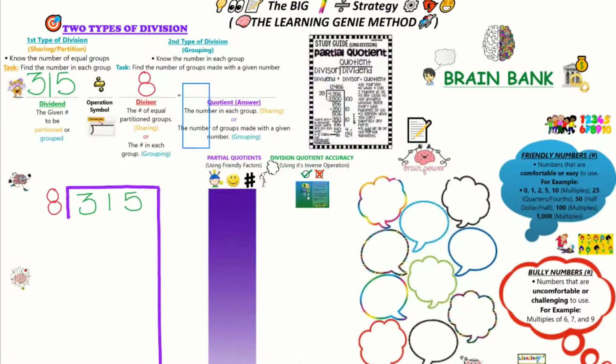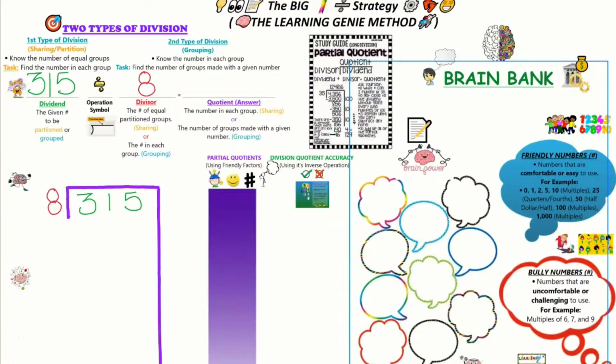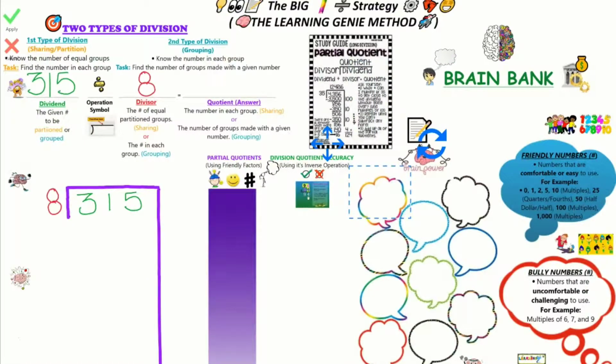The quotient is the answer in a division equation. It represents the number in each group in a sharing problem, or the number of groups made with a given number in a grouping problem. Now, all good scholars use a brain bank when they are computing procedures related to math. This is our brain bank that we will use for the Big 7 division strategy.